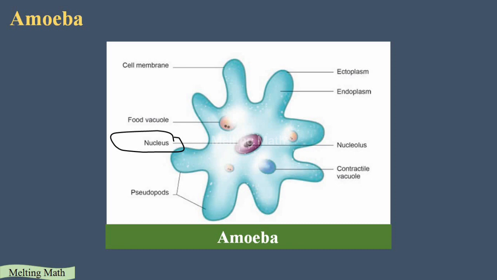Inside the nucleus, the nucleolus is there. It occupies 20 to 25% of the nucleus. The nucleus consists of RNA and ribosomes. Finally, the pseudopods are there. They call it a false foot. We use our legs for moving; like that, the amoeba uses pseudopods for moving in the water.